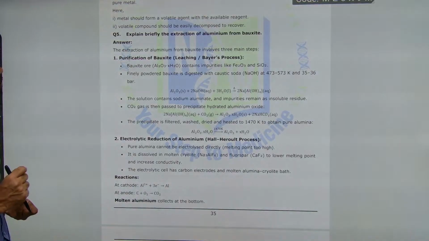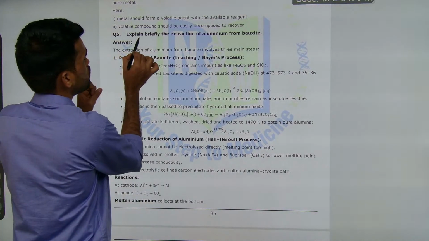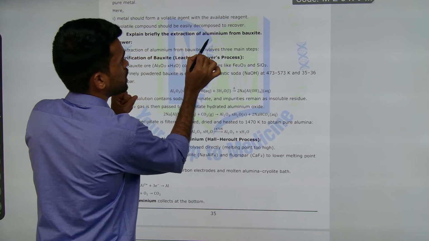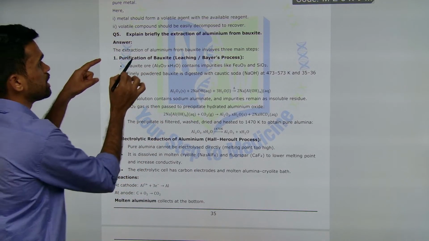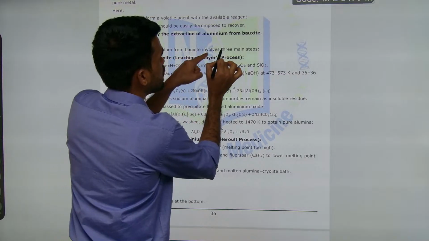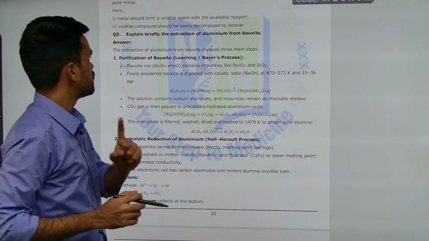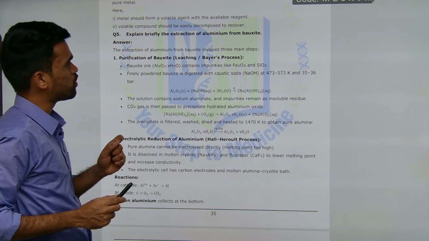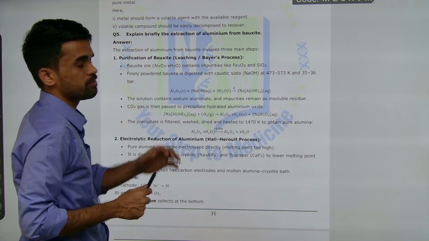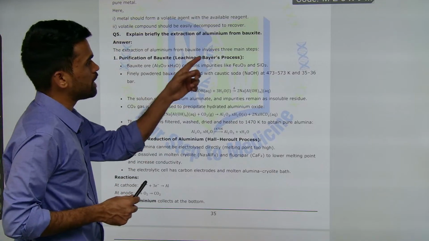The next question: explain briefly the extraction of aluminium from bauxite. So how do we extract aluminium from bauxite? The extraction of aluminium from bauxite involves three main steps. The first step is purification of bauxite. That process is called leaching, or Bayer's process.